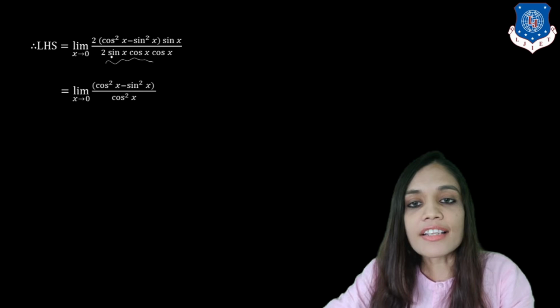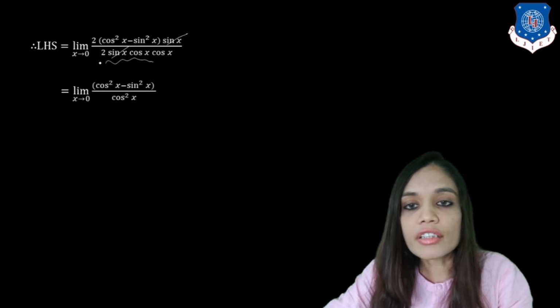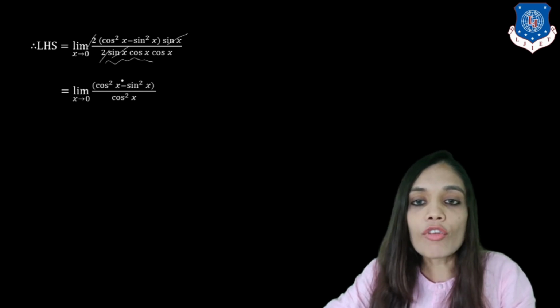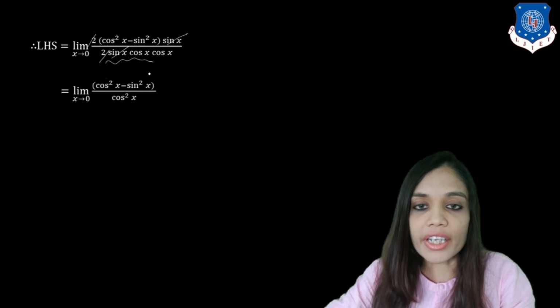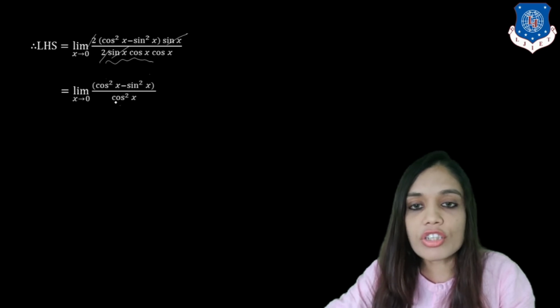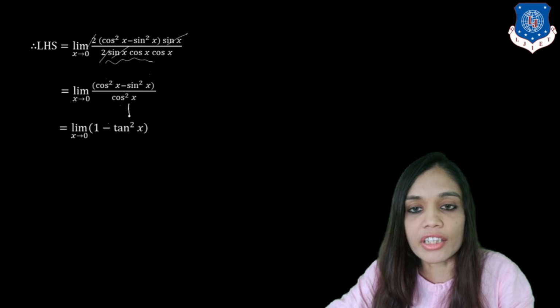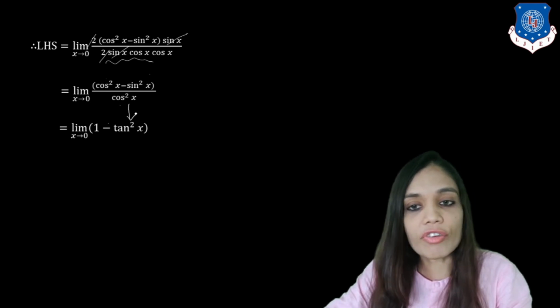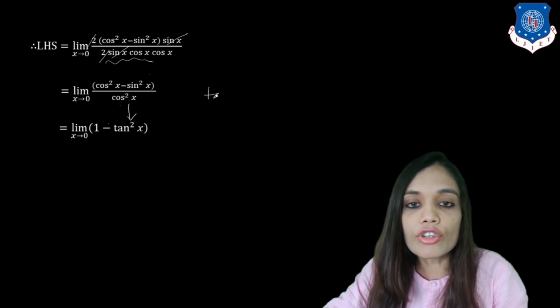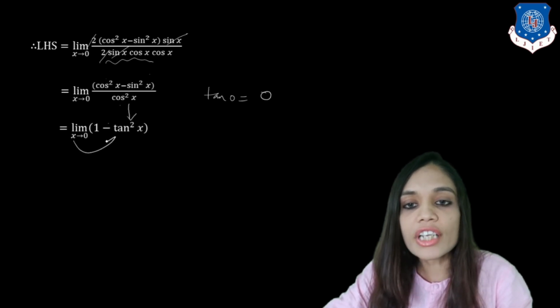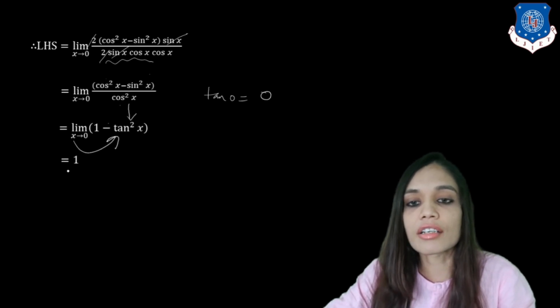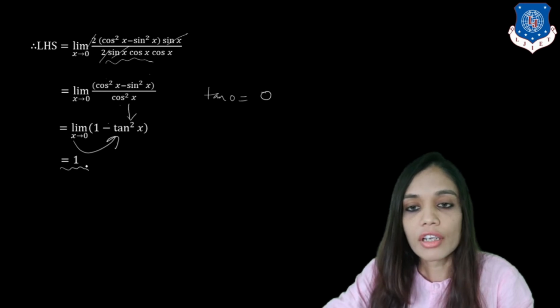Now we will cancel this sin x out, this 2 out. And now what will remain? Cos square x minus sin square x upon cos square x. Now we will separate the terms. So on separating we will get 1 minus sin square upon cos square, that will be equal to tan square x. Now we know the value of tan 0, that is equal to 0. So on substituting the limit you will get the answer as 1.